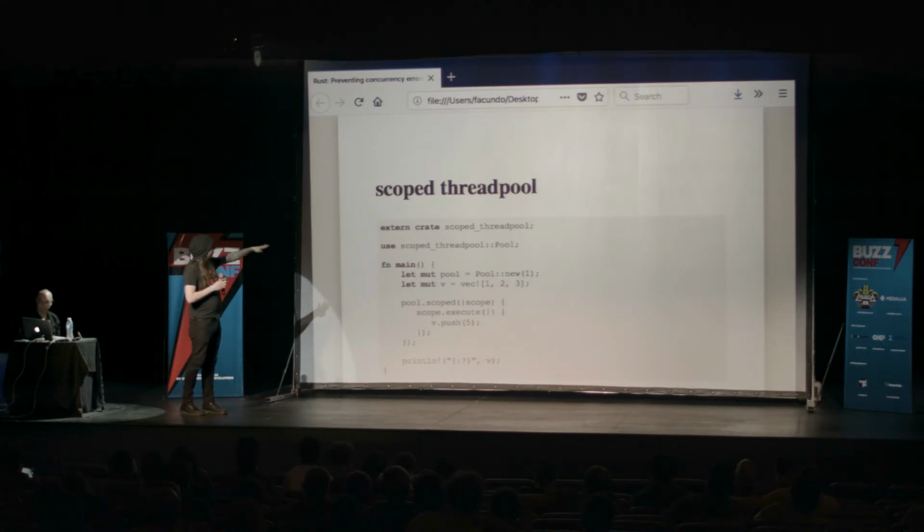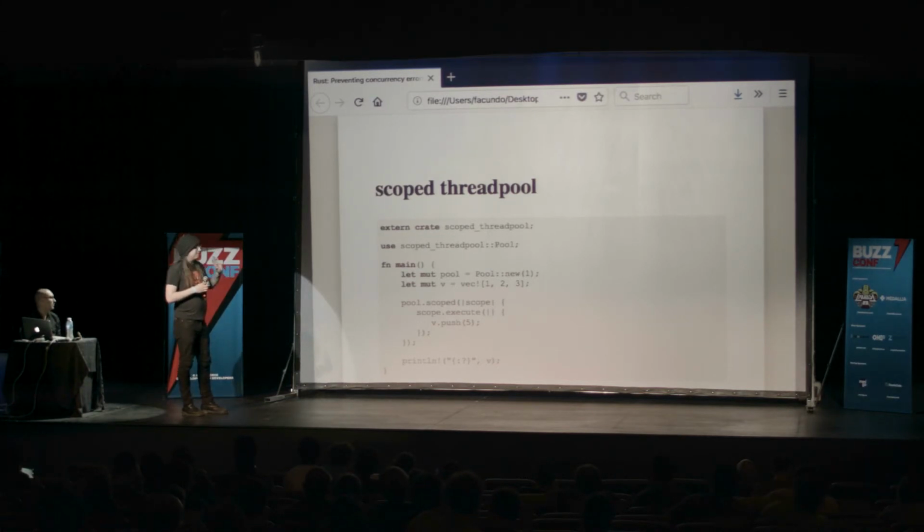So we bring this pool, a thread pool, into scope, and then we declare a new thread pool with one thread, which is kind of funny. I use this library when I only have one thread because I like the scope aspect of it. So we have our vector v, and then the interface is slightly different. On that pool, you say, hey, I want to start a new scope here. And then that gives you a closure with one argument called scope.